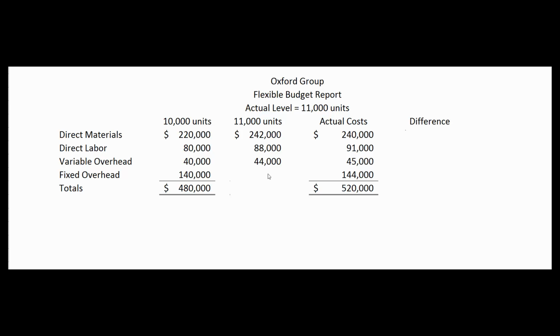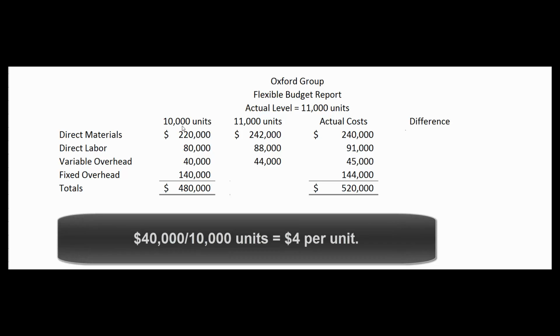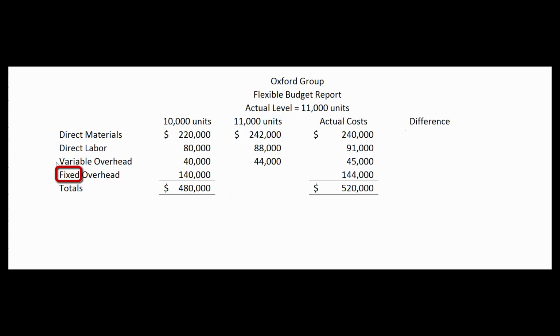I hope you got it. $40,000 divided by 10,000 units means we did budget $4 a unit. $4 a unit times 11,000 units means my budget would have been $44,000. Then the only tricky thing is fixed overhead. Obviously, fixed overhead is a fixed cost. So no matter what my units were, my budget should have been $140,000. So now we have the flexible budget at $514,000.